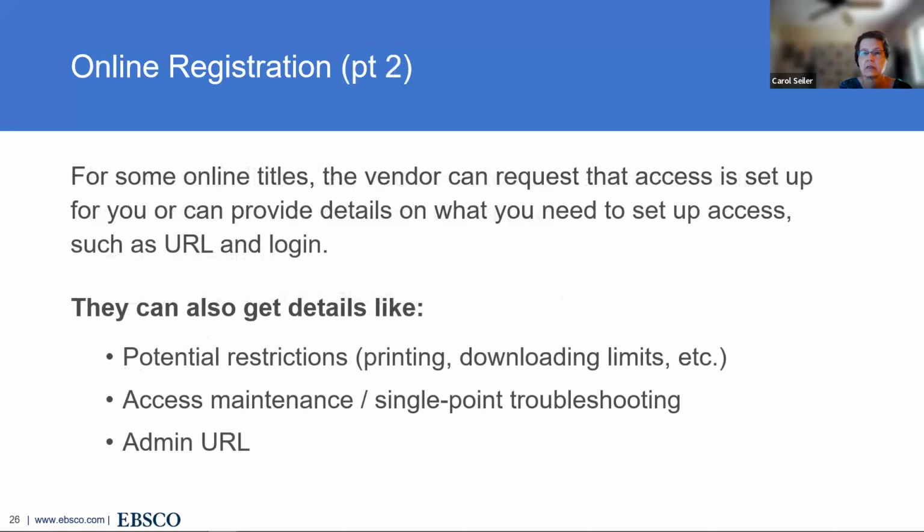Now, for some online titles, the vendor can request access is set up or can provide details to you. That's one of the benefits of using a vendor, is that they can provide all these details to you. You don't have to go trying to find it on each publisher's website. The vendor can provide that for all the titles you order, and you don't have to go hunting out on each publisher website. And this will include things like, what are the potential restrictions? What's the access maintenance? Who do I contact when there's a problem? What's the admin URL? What's the content URL? So using a vendor can be helpful when you're doing this kind of thing.